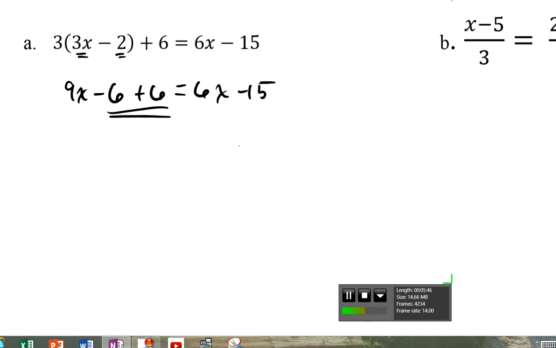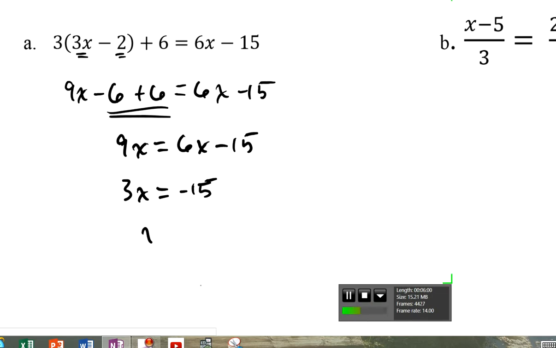So on the left-hand side, we can write 9x is the same as 6x minus 15. And if I take away 6 x's from each side, that gives me that 3x is the same thing as negative 15. And then when I divide by 3, I get that x is equal to negative 5. So most of you seem to have no problem getting that. That's the answer.